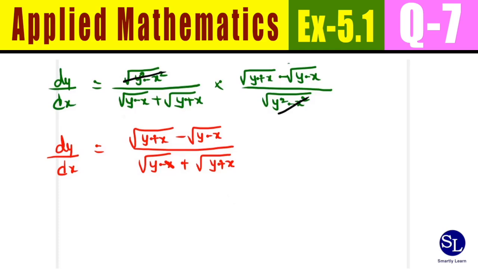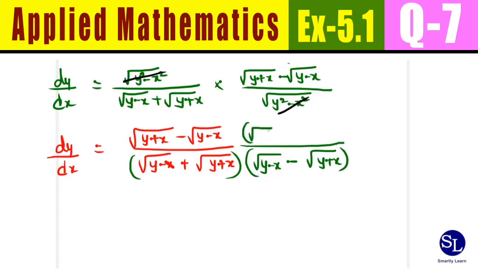Now the denominator is of the form a plus b. So I'm going to multiply it with the form a minus b. So this is root of y minus x minus root of y plus x. Whatever we do to the denominator, we have to do it to the numerator. So root of y minus x minus root of y plus x, both in the numerator and denominator.